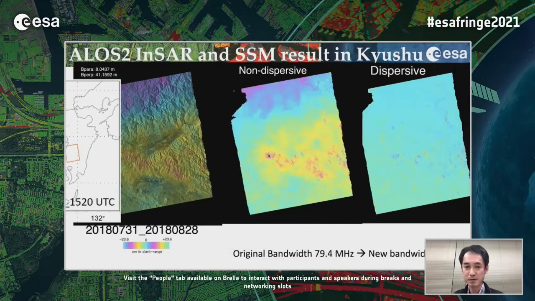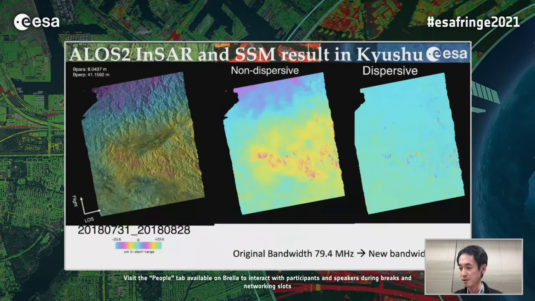This is the result of the standard split spectrum. Apparently, most of the broad phase anomalies turn out to be non-dispersive, which makes sense. Dispersive phase is mostly flat, as we expected, but we can notice some very localized phase anomalies, where we can similarly observe large and localized anomalies in the non-dispersive phase as well. Incidentally, the original bandwidth of the SAR data is 79.4 megahertz, and in this case, the new bandwidth is 16 megahertz.